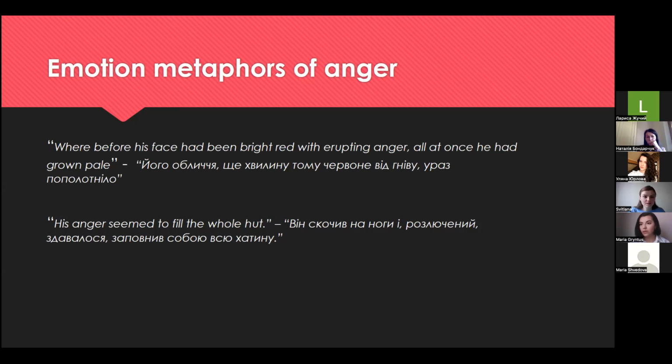As for the second sentence, we can see that the original text and the translation provided are quite different. In the English text, anger fills a hut, while in the Ukrainian, the hut is meant to be filled by an angry man himself.